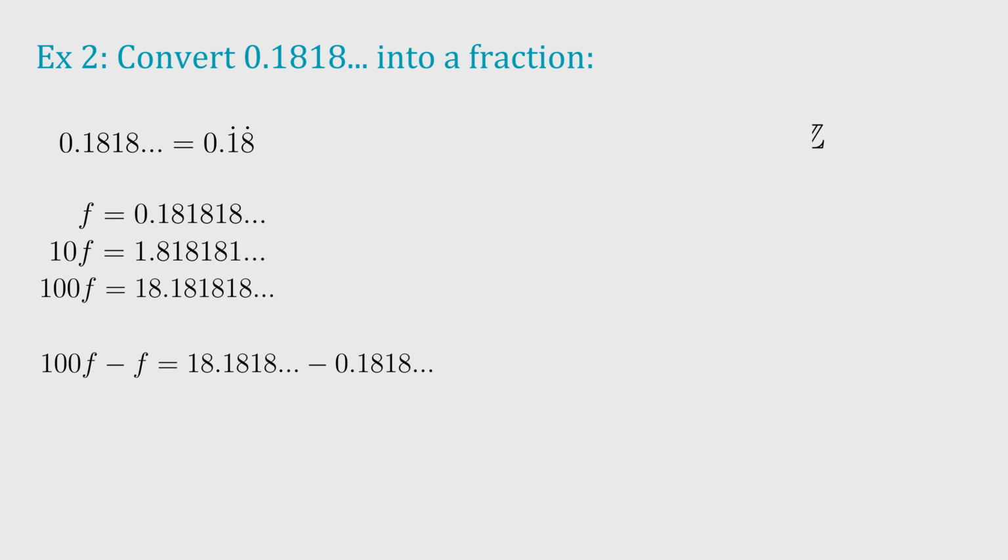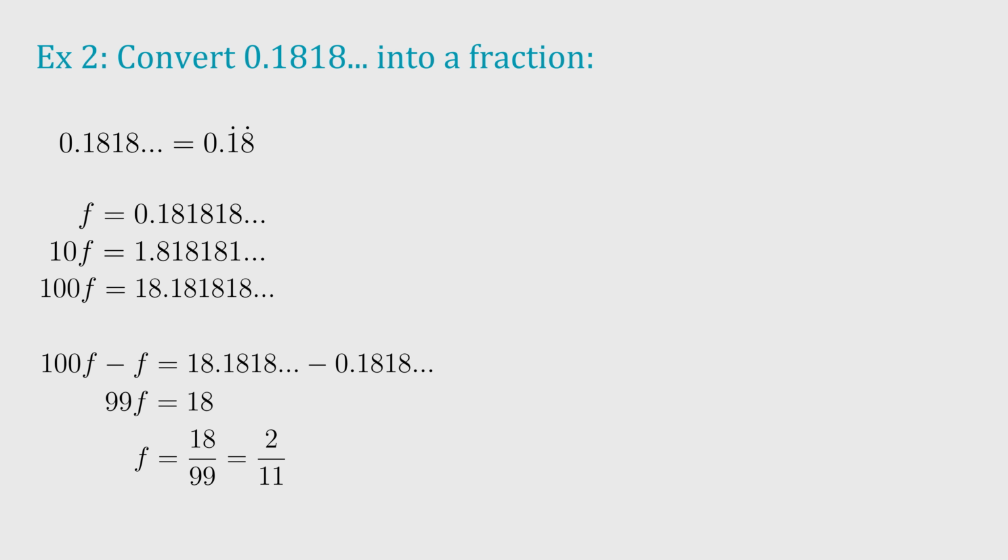Subtract your 1f equation from the 100f equation, then you are left with 99f equal to 18. It is 18 because the decimals cancel out as shown. Divide both sides by 99 to get the f on its own, and then you have your answer. 18 divided by 99 can be simplified to 2 over 11.